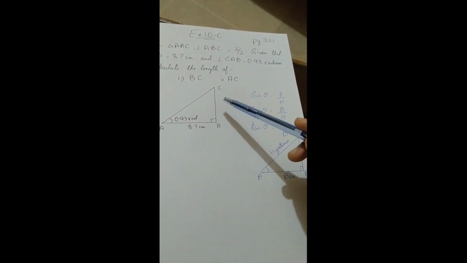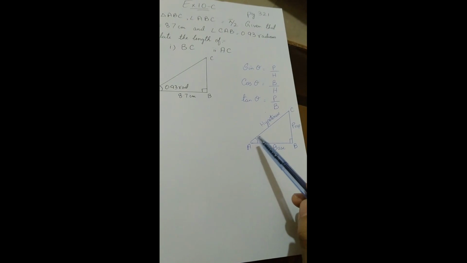So sin theta equals perpendicular upon hypotenuse, cos theta equals base upon hypotenuse, and tan theta equals perpendicular upon base. Okay, so in this diagram, which side will be my base and which side will be my perpendicular? To understand that, I've drawn the diagram here. You can see here, the side which contains the 90 degree and the angle is called the base.